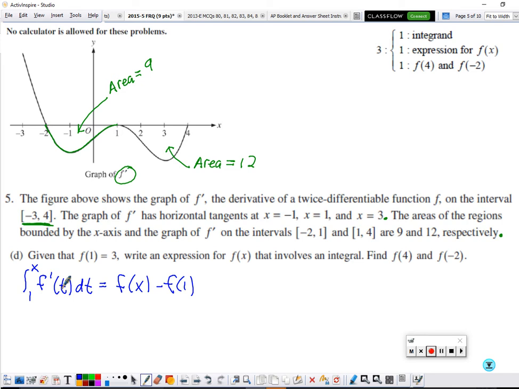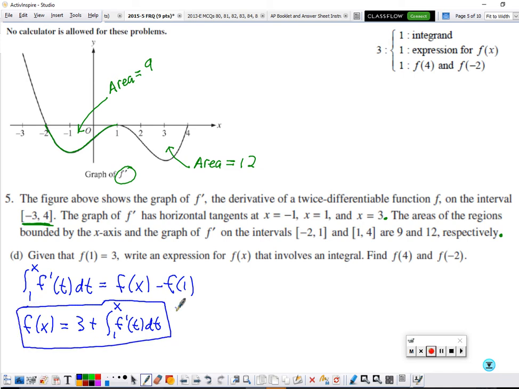Anybody else? So rearrange this to get your point. You'd write f of x equals, let's see, f of 1 is 3, plus the integral from 1 to x of f prime. Question? That's worth 2 points for that. That is 2 points. Can you leave it as f of 1? Absolutely. So f of 1 is fine.